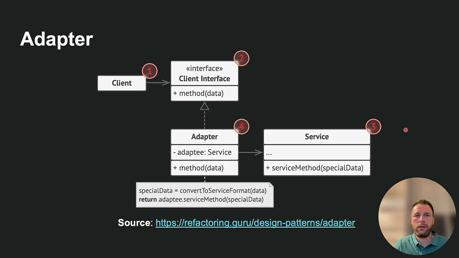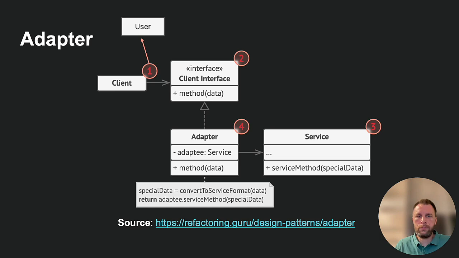Under number 3 we see a service, or our adaptee, which can be an existing class or system with an incompatible interface that needs to be integrated into the new system. And then under number 4 is our adapter, which is a class that implements the client target interface and internally uses an instance of the adaptee to make it compatible with the target interface.